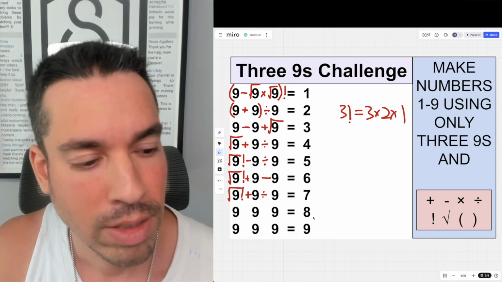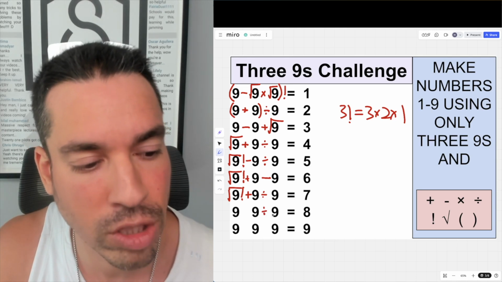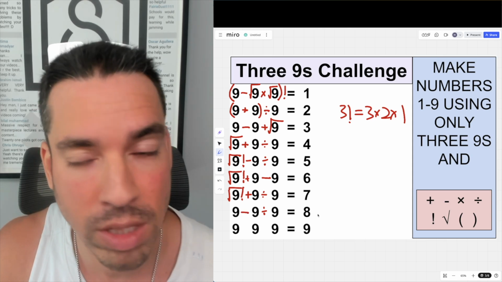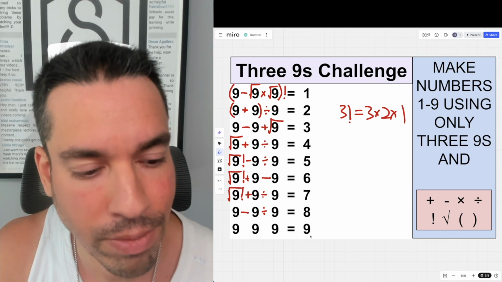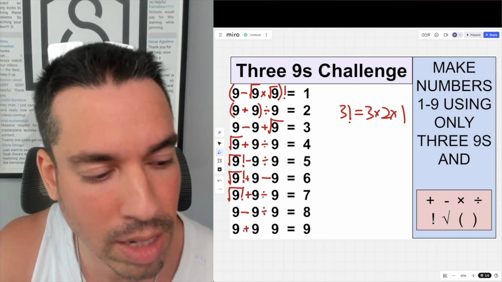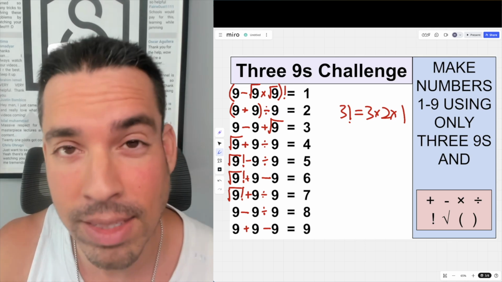Boom, done. To get 8, all I'm going to do is say 9 divided by 9, which is 1, and I'm going to subtract that from the 9 at the front. 9 minus 1 is 8. Boom, done. And finally, for the big dog, number 9, all I'm going to do is say 9 plus 9, which is 18, minus 9 brings us back to 9. That's how you do it.